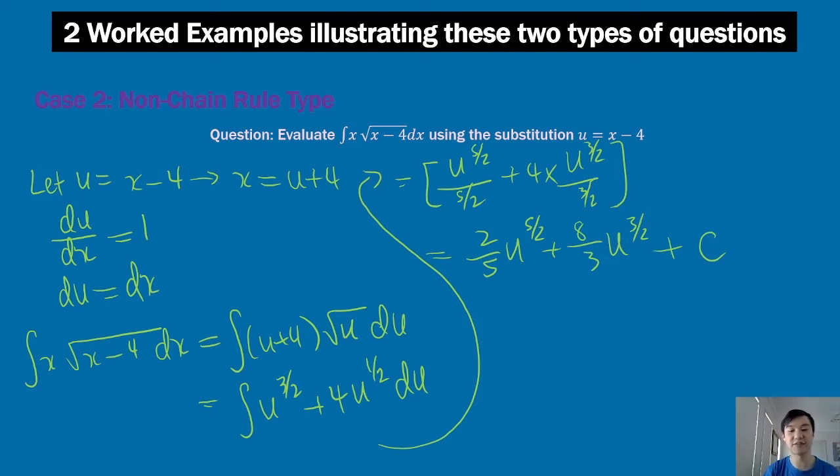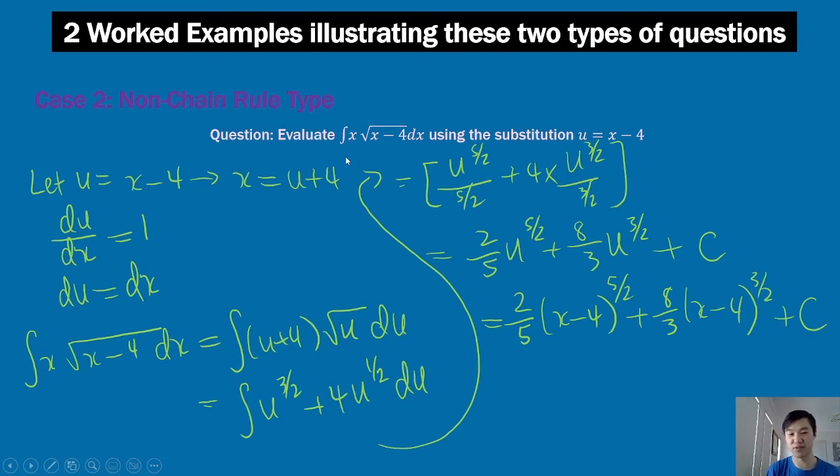But I can't just leave my answer like that. Remember that u is equal to x minus 4, so I need to convert everything back in terms of x minus 4. So this will be 2 over 5 (x minus 4) to the power of 5 over 2 plus 8 over 3 (x minus 4) to the power of 3 over 2 plus c. And that is how we do a question like this. In this case, you couldn't actually use the reverse chain rule to do this question. So this substitution is actually useful in this case.